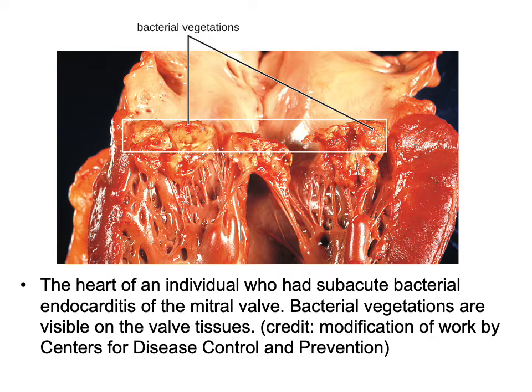On this image, you can see that there are bacterial vegetations that have grown on the valves within the heart. Again, that bacteria likes to attach to those roughened places on the heart, and it can grow and cause inflammation within endocarditis, and it can cause damage to structures within the heart, like the valves.